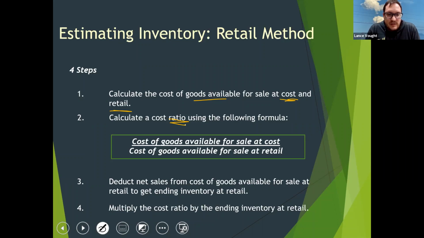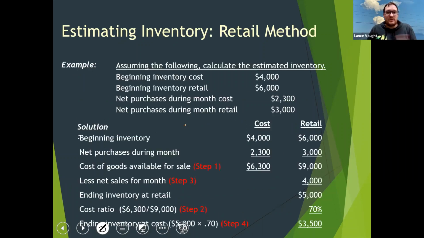So then you deduct the net sales from the cost of the available goods to get the ending inventory at retail, and then multiply by the cost ratio. So let me just show you in action.